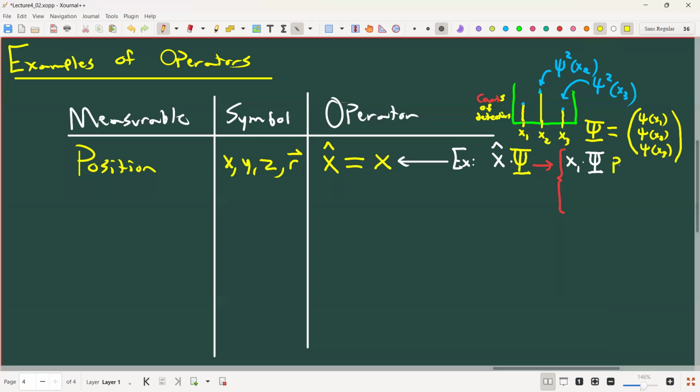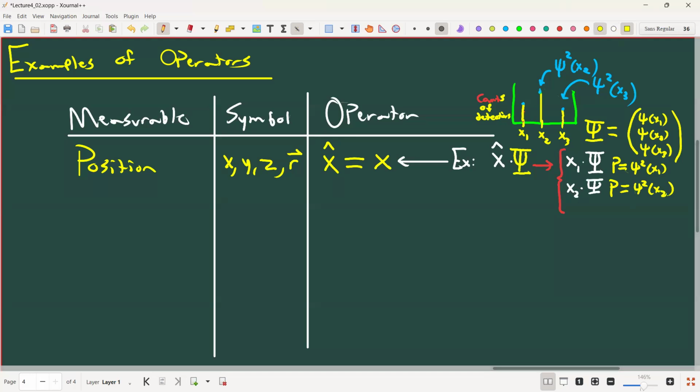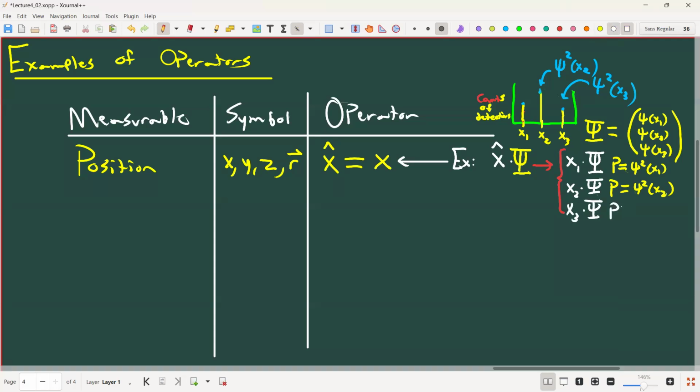So the probability P is just psi squared of X1, the number of counts. And then maybe sometimes it'll return the particle again times X2. And it's going to do that with probability psi squared of X2, from our statistics. Or it's going to return the position X3 times our wave function with probability equal to psi squared at X3. And these probabilities just come from our statistics. They just tell you how likely it's going to be at one of the positions.